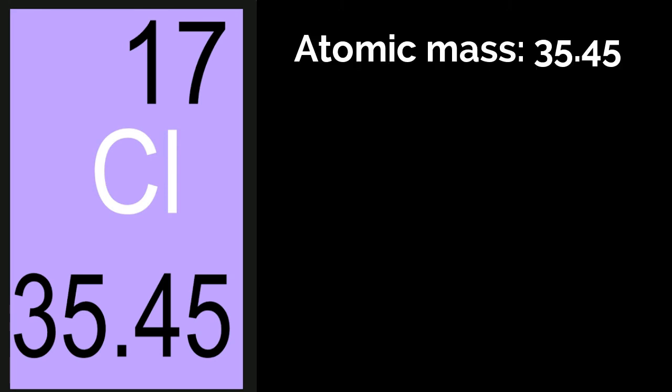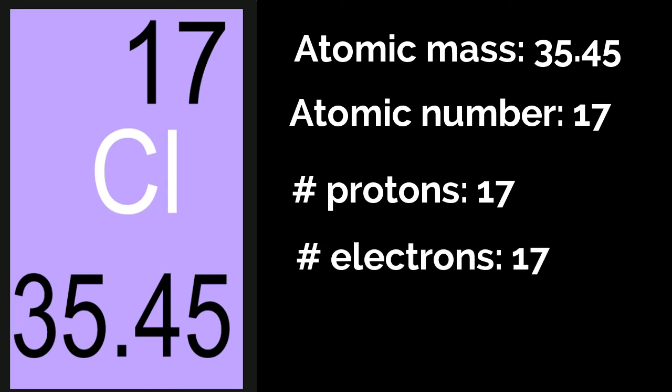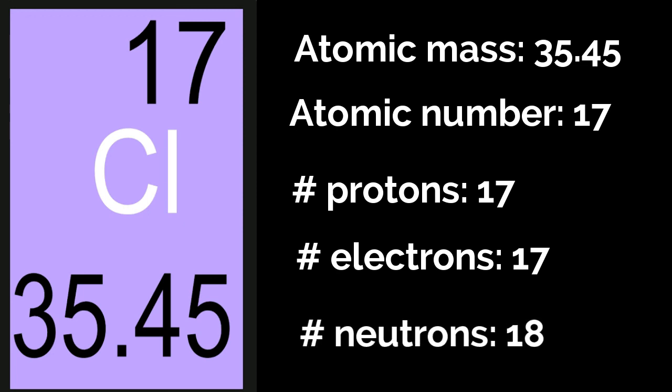Chlorine. Atomic mass is 35.45. Atomic number is 17. Number of protons is 17. Number of electrons is 17, since in a neutral atom, number of protons is equal to the number of electrons. To get the number of neutrons, subtract atomic number 17 from the mass number 35.45. The number of neutrons is equal to 18.